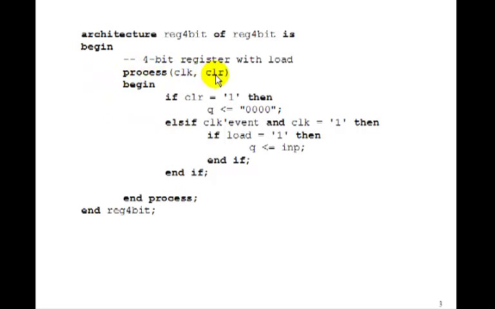The process is clock and clear. If clear equals 1, now we have a 4-bit Q, so we set Q to 0, 0, 0, 0. That's our asynchronous clear. All 4 Qs go to 0.